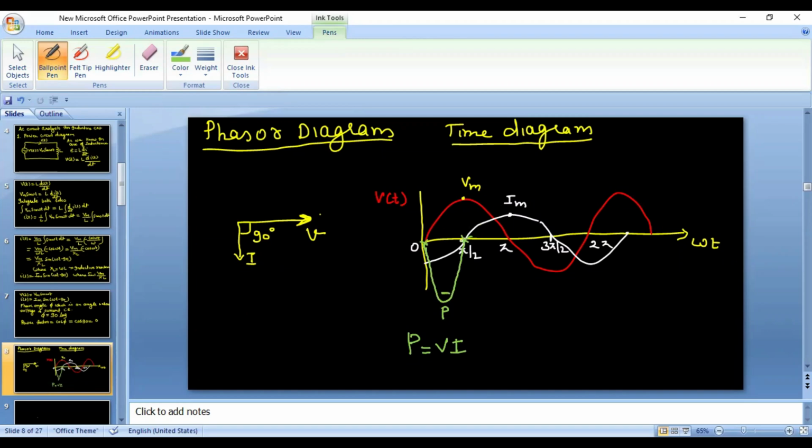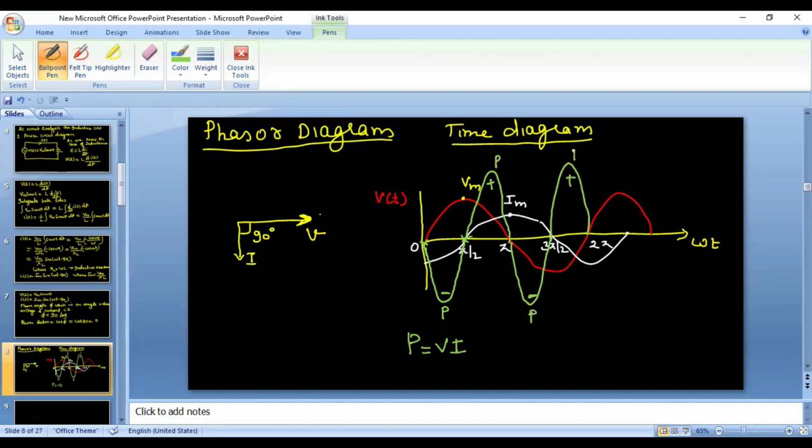Now you can see from pi by 2 to pi, voltage is positive and current is also positive. If I multiply these two values, I definitely get a positive loop of power. Now again from pi to 3 pi by 2, you can see that current is positive and voltage is negative. So again if I multiply a positive value with a negative value, I get a negative value. Again from 3 pi by 2 to 2 pi, you can see that both values are negative, and the multiplication of two negative values is positive. So I get the power loop positive.